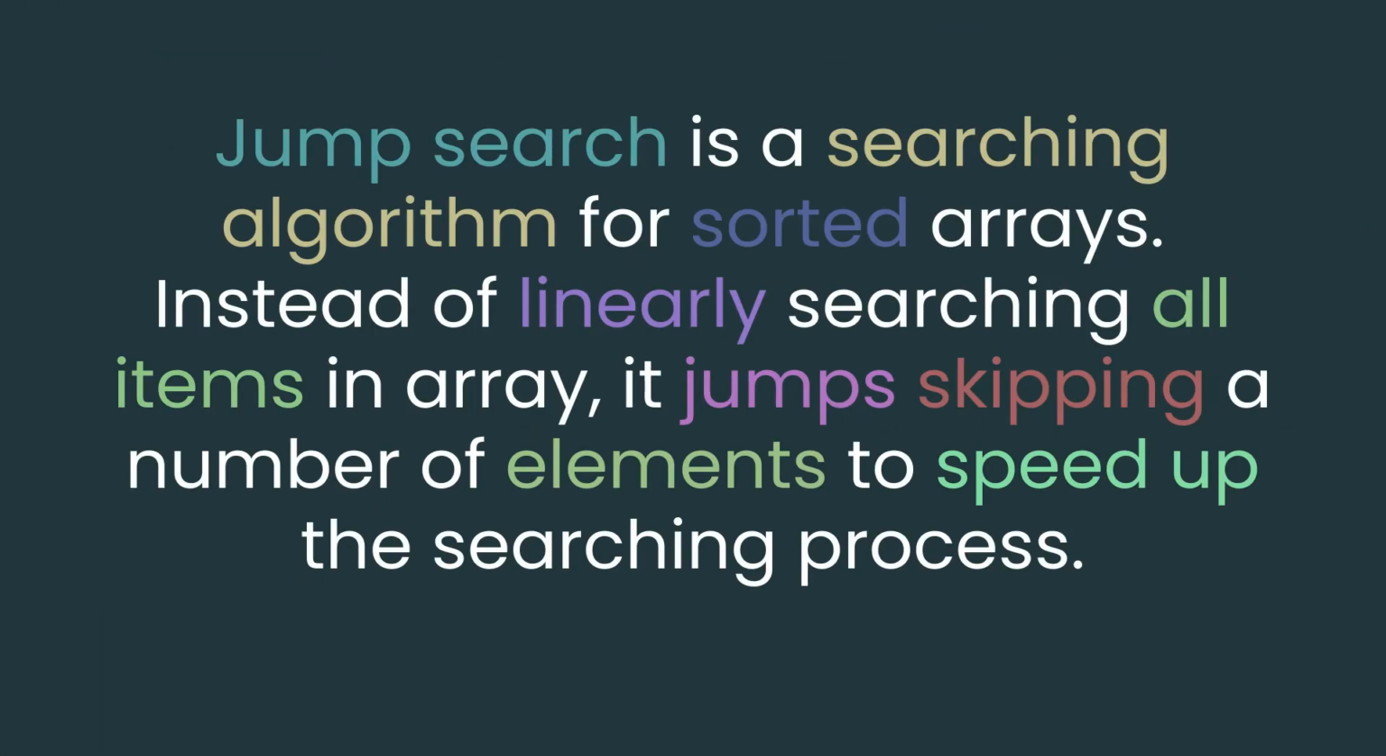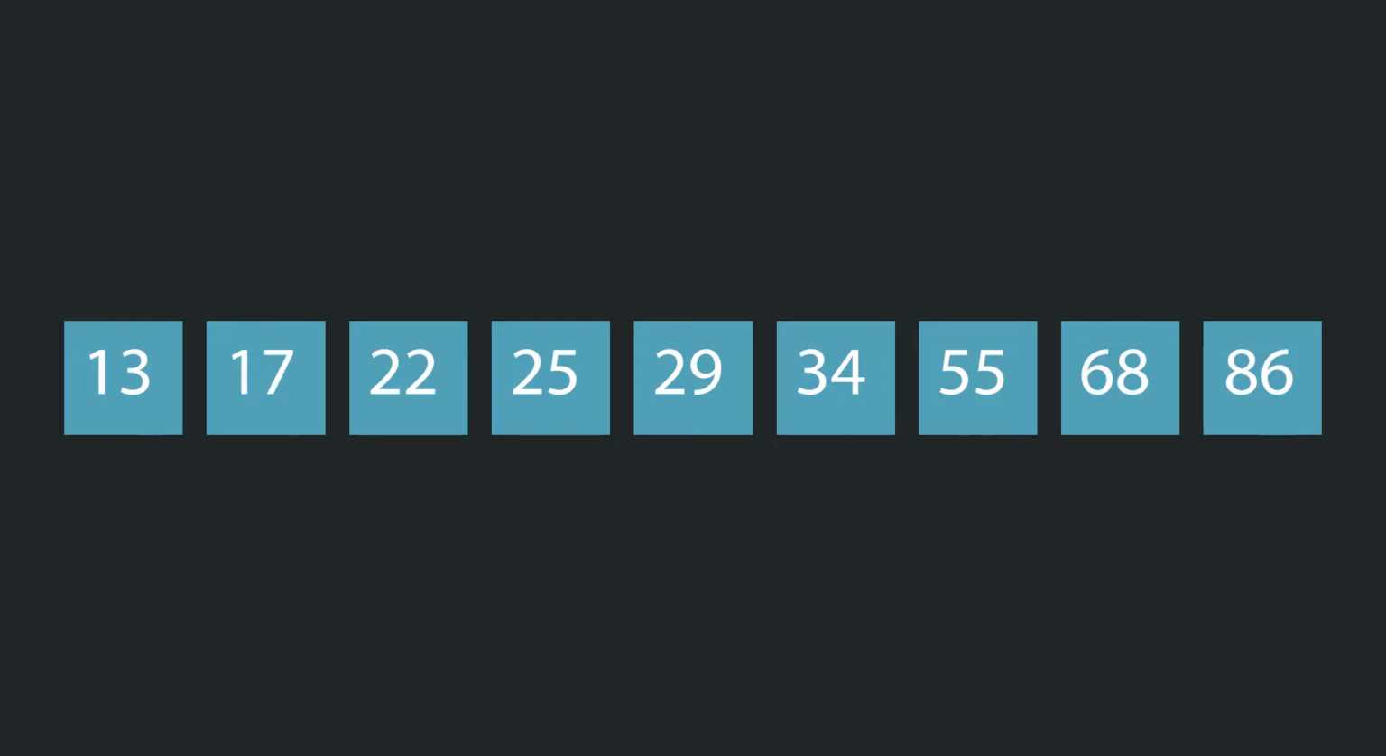Jump search. A searching algorithm for sorted arrays that searches faster than linear search. Instead of linearly searching, it searches by skipping some steps to make the process even faster. First we define step. Let's say 2. So, it'll skip 2 indices every time.